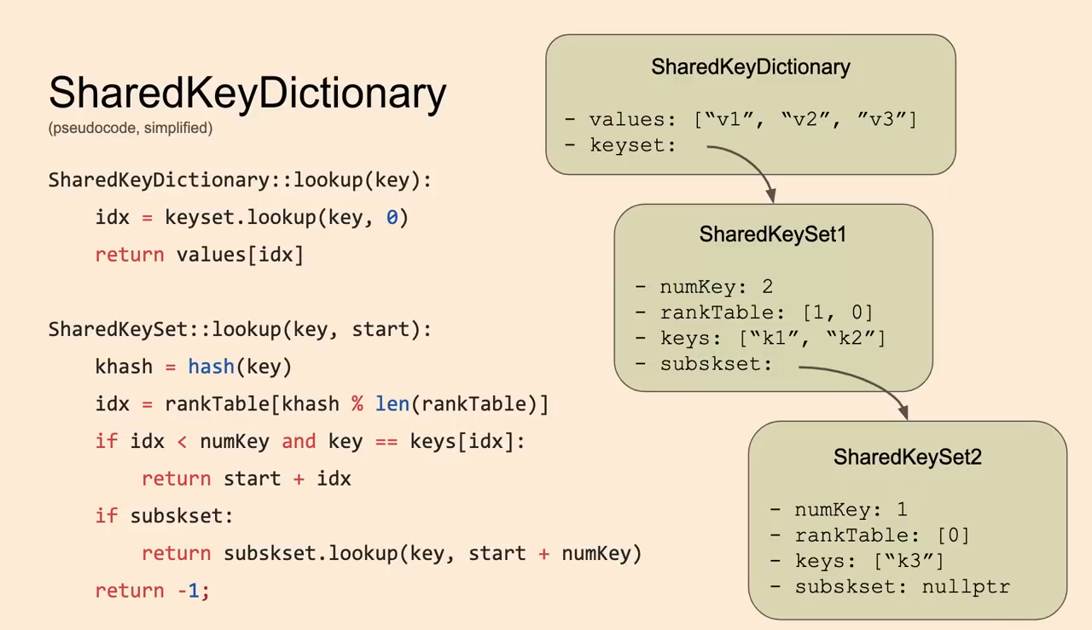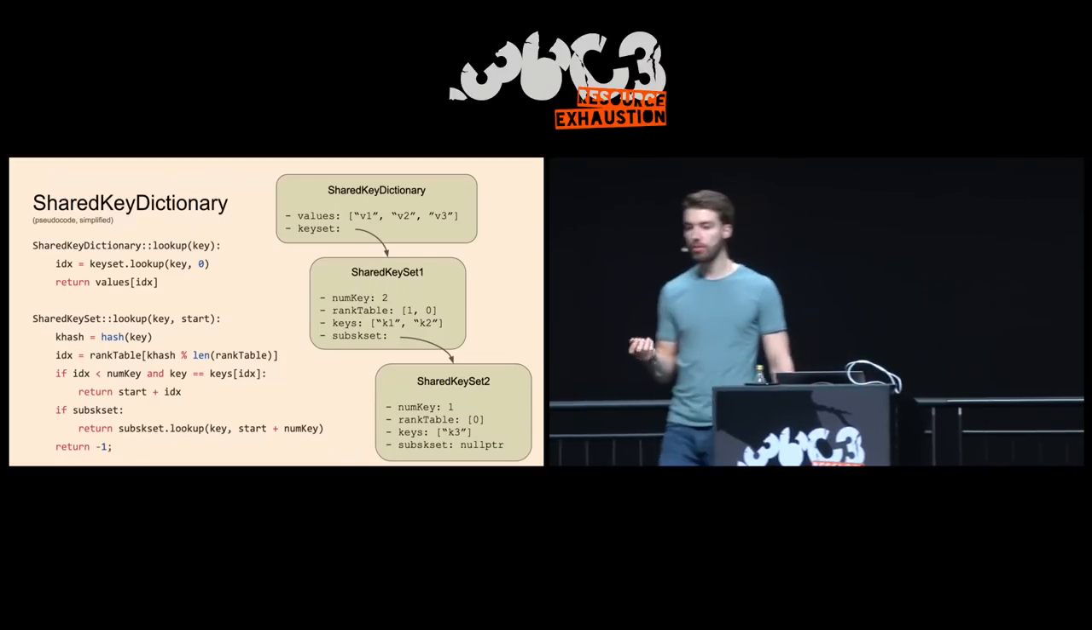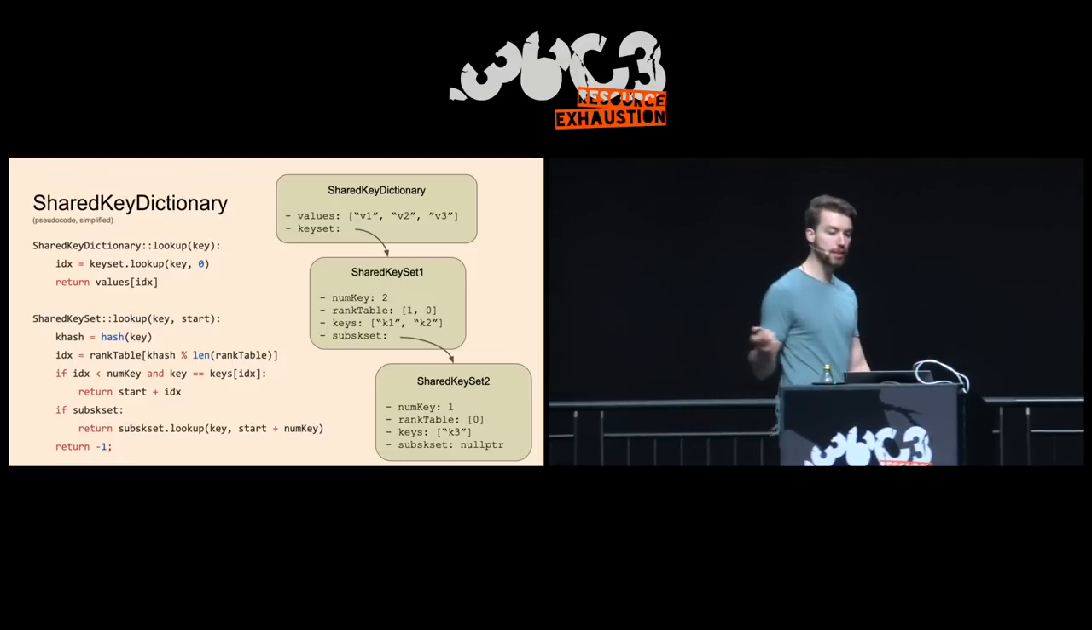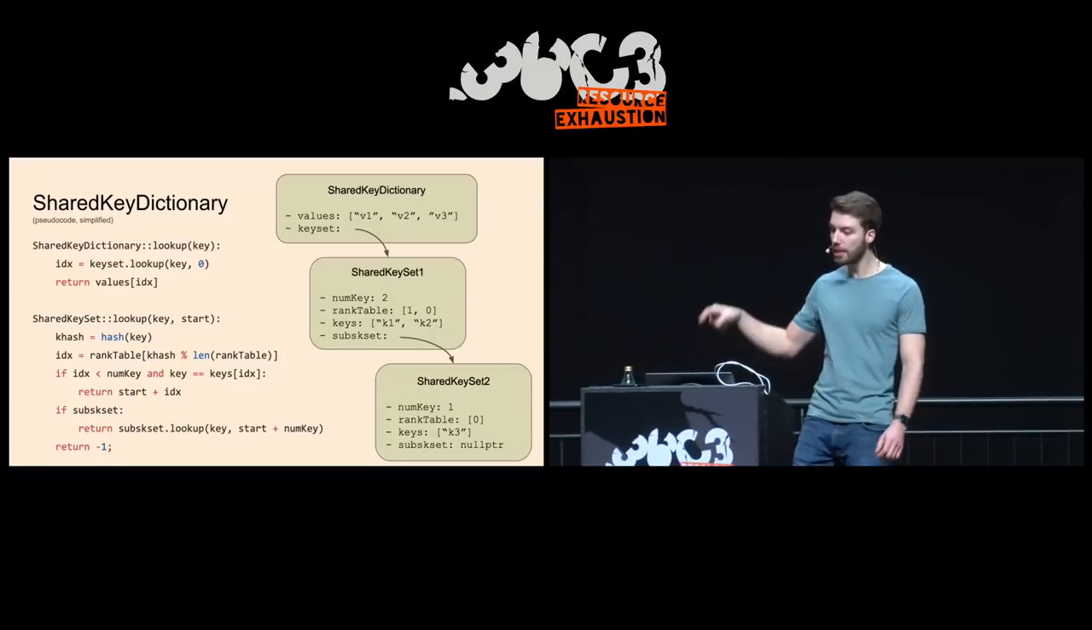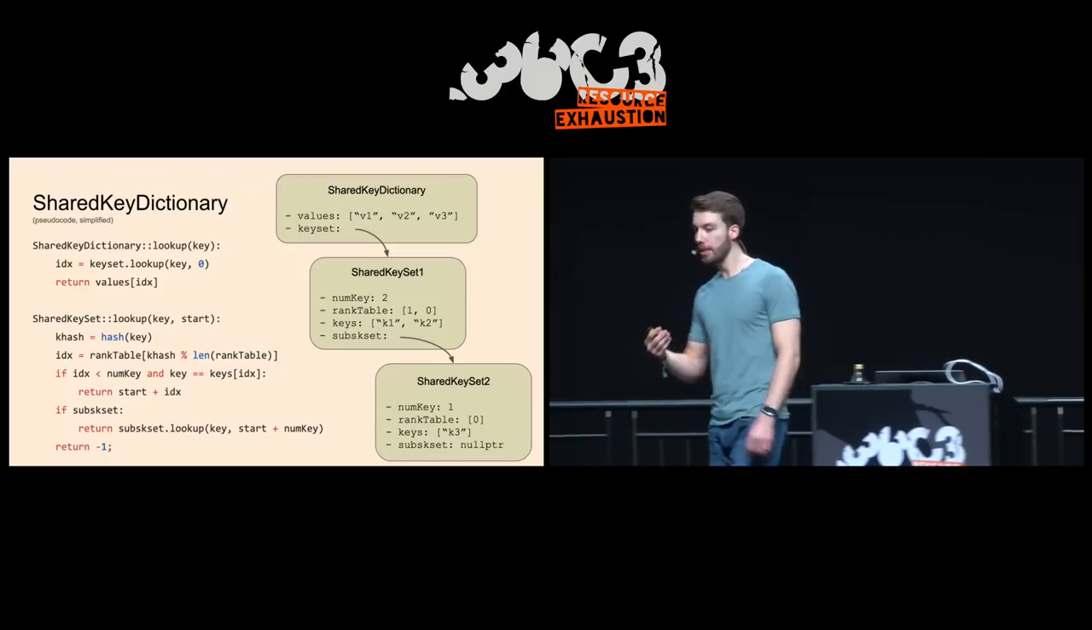Most of the magic happens in the shared key set. What that does is compute a hash of the key, and use that hash to index into something called a rank table, which is an array of indices. And then if that index is valid, so it's being bounds checked against the number of keys, then it has found the correct index. And if not, it can recurse to another shared key set. So every shared key set can have a sub-shared key set, and then it repeats the same procedure. So it already looks kind of complex.